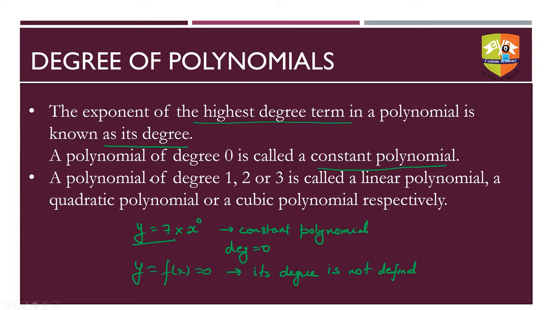Now a polynomial of degree 1, 2, 3 is called linear, quadratic, cubic, biquadratic, quintic, and so on and so forth. Naming again is not that important. You must just be aware of what exactly is happening. Fair enough. Any confusion, any questions so far?